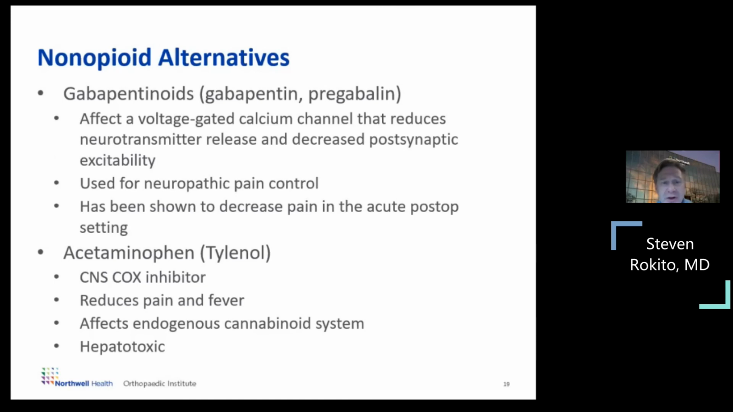Additional non-opioid alternatives, which we frequently use nowadays, include gabapentin and Tylenol. Gabapentin is used for neuropathic pain control, but it has been shown to decrease pain in the acute post-op setting. Tylenol is a CNS COX inhibitor. It reduces pain and fever. It can affect the endogenous cannabinoid system. Unfortunately, it is hepatotoxic, and we have to be careful in patients with issues with their liver, as well as be careful regarding dosing of this medication.